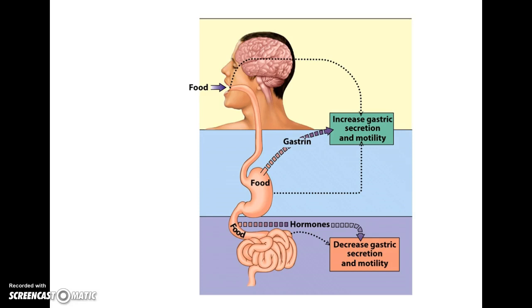That grumbling is telling you it's time to eat, right? And we have that when we're physiologically hungry, but even if just psychologically we want to eat, sometimes our brain can sort of trick us into thinking we're super hungry. We also have hormones that are released once food is secreted into the small intestines through that pyloric valve that decrease gastric secretion and motility.